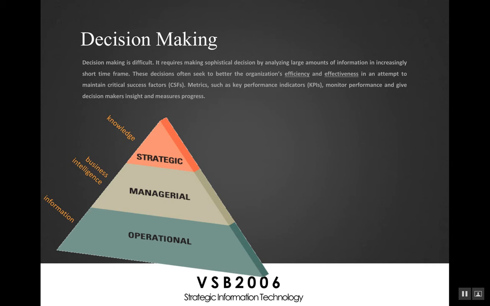The idea for an organization is that the outcomes of these decisions relate to efficiency and effectiveness. Being able to weigh all of these and monitor them through things like metrics and key performance indicators is very important. So there are different layers.